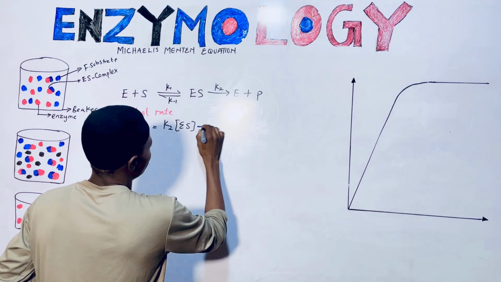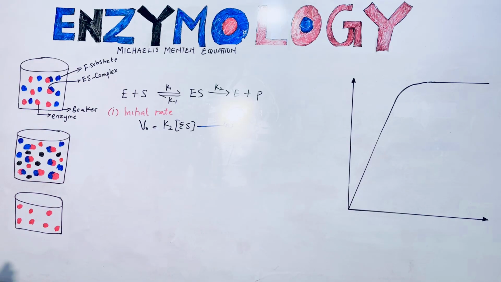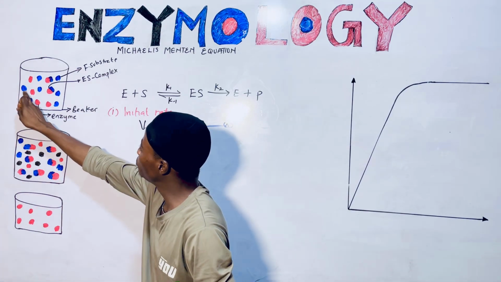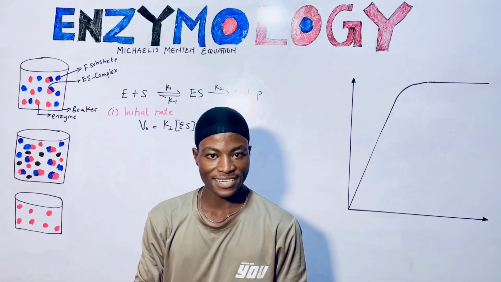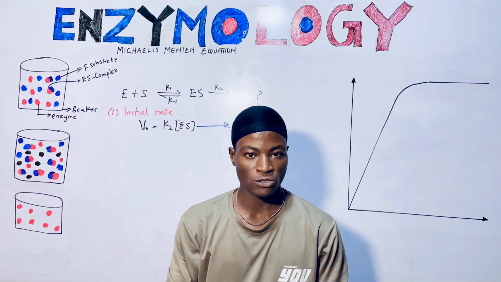I'm going to call this one A, right? Exactly. Now let's come back to this diagram. If you look at this diagram very well, this beaker, you will notice that I only have the blue and the red molecule. That's making sense. And this blue and red molecule represent my enzyme and also the substrate.